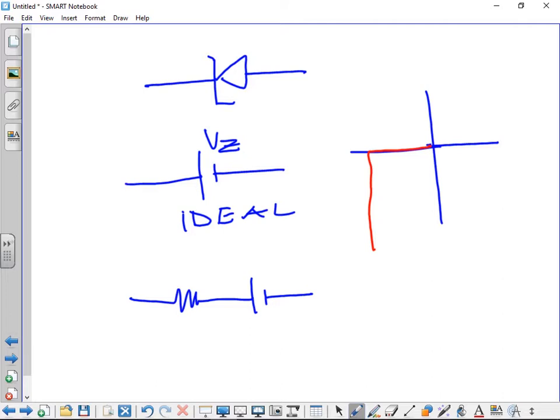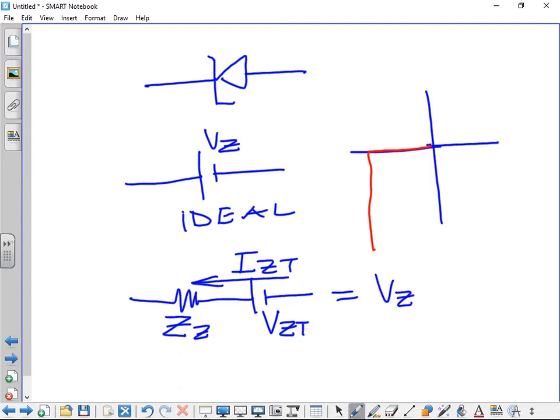So this one represents the most practical and complete form of a Zener diode. The resistor here, which is our impedance, is ZZ. And here now we have VZT. And our current flowing through here is IZT. I'll get back to that in a graph for that. So the total voltage that we can get out of that will be VZT plus VZZ.